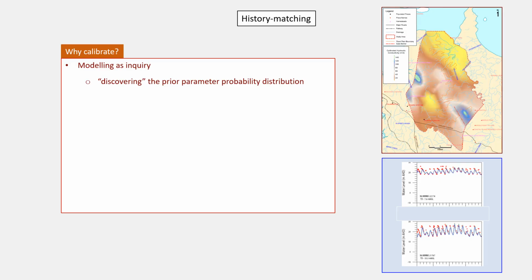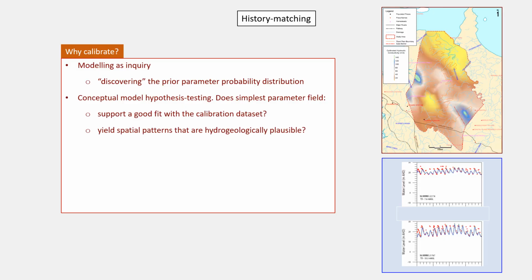We may have learnt that our prior parameter probability distribution isn't as we thought. Or we may have learnt that the model has structural defects, so parameters are compensating for those defects in order to fit the data. Either way, we've learned something important, something that would be much more difficult to learn if we were seeking many solutions rather than one minimalistic solution to the inverse problem of history matching.